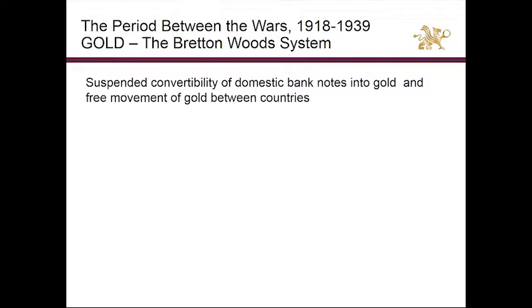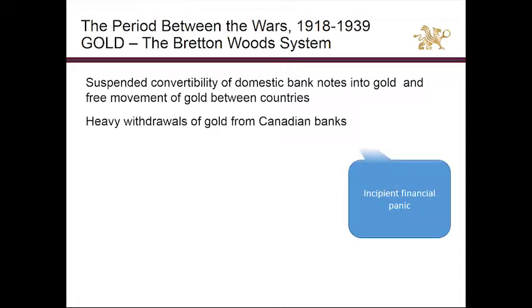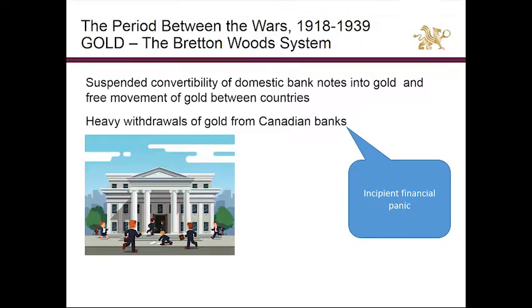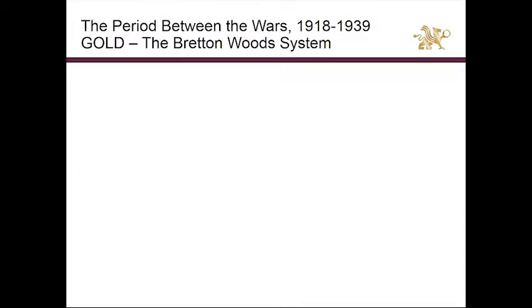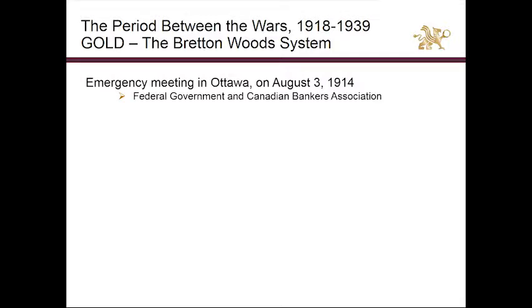As fear mounted in the days immediately before the declaration of war on August 4, 1914, there were heavy withdrawals of gold from Canadian banks. In an atmosphere of an incipient financial panic, there were concerns about the possibility of bank runs from bank customers rushing to redeem their paper money in gold. Since there was not enough gold to cover for paper money, an emergency meeting was held in Ottawa on August 3, 1914, between the federal government and the Canadian Bankers Association to discuss the crisis.